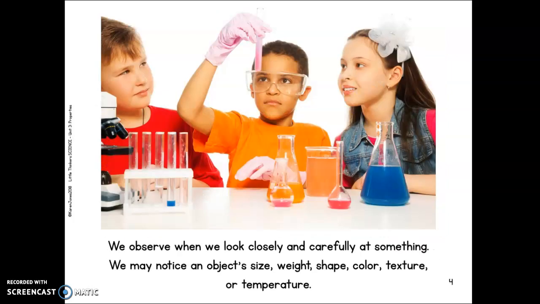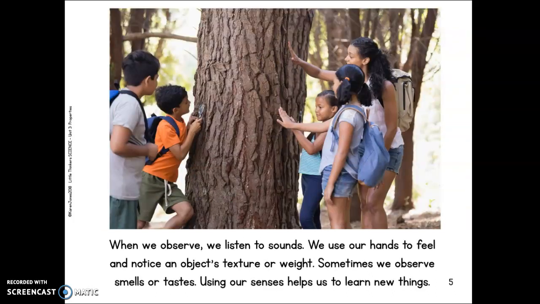We observe when we look closely and carefully at something. We may notice an object's size, weight, shape, color, texture, or temperature. When we observe, we listen to sounds. We use our hands to feel and notice an object's texture or weight. Sometimes we observe smells or taste. Using our senses helps us to learn new things.